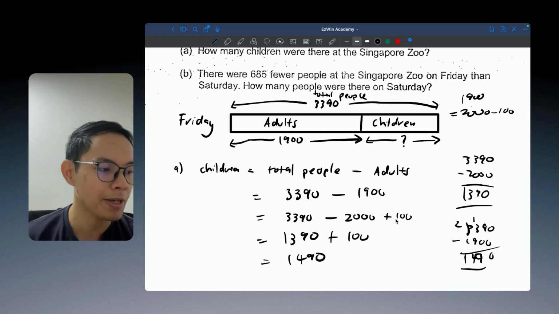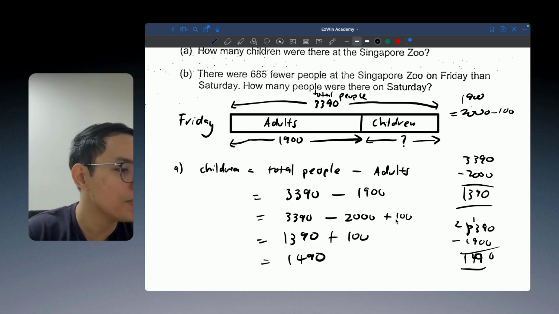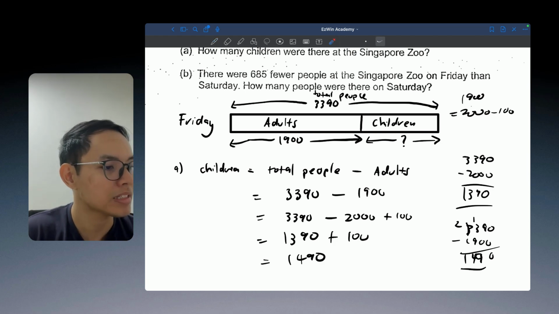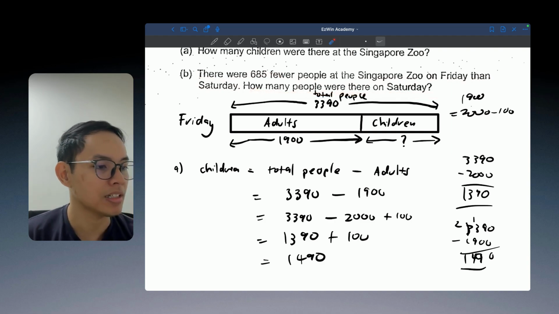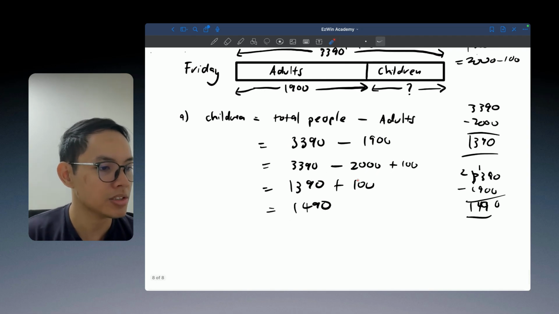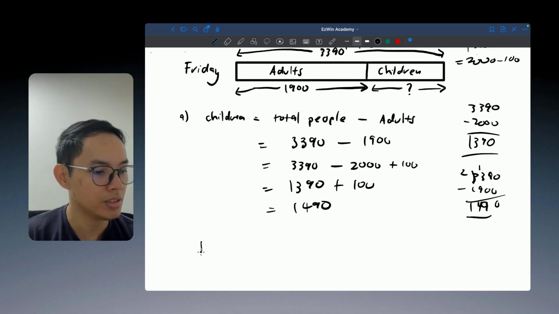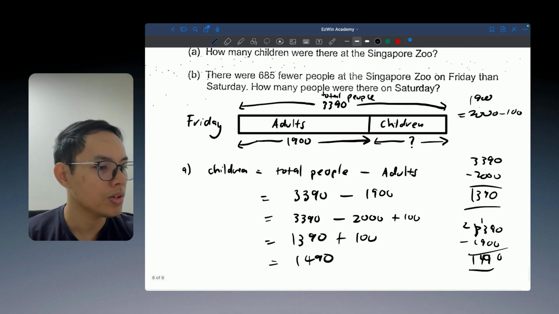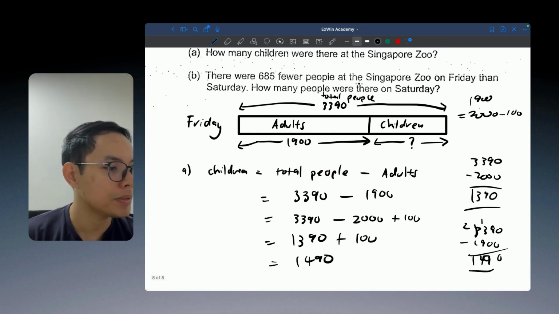Pretty straightforward. So now the next one. I'm reading the second question. There were 685 fewer people at Singapore Zoo on Friday than Saturday. How many people were there on Saturday? So using the models again, let's go to B over here. There were 685 fewer people at Singapore Zoo.